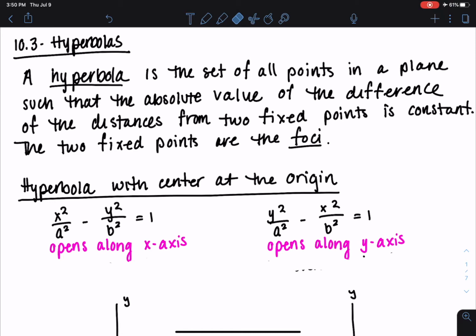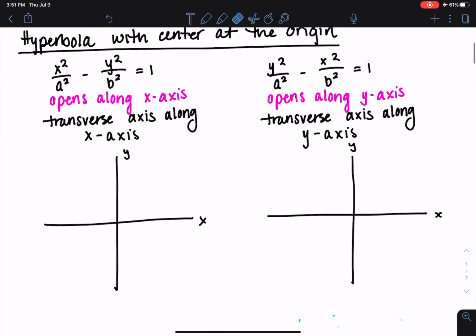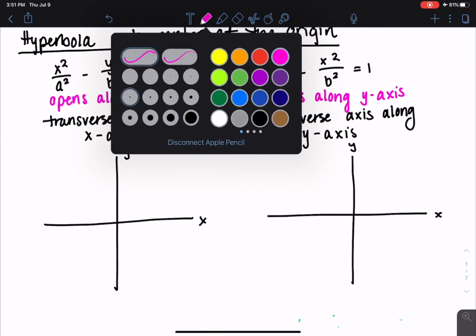So we have a special thing here that's called the transverse axis, and that's going to be in that same direction it opens along in. So most of your important information is going to be along the x-axis, and likewise here, the important information is along the y-axis. So let's go ahead and plot both of these at the same time.